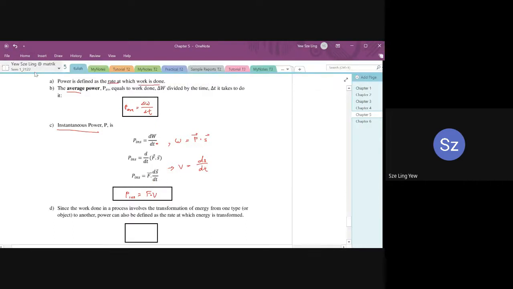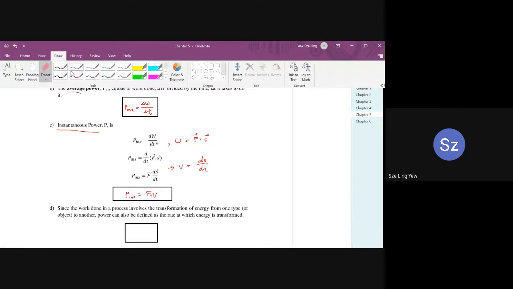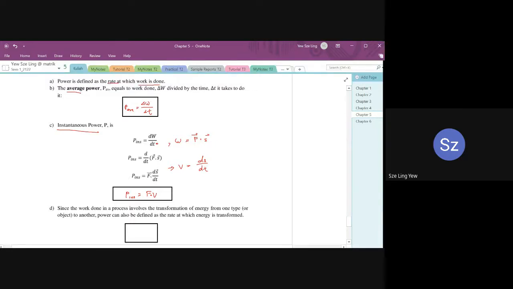So yes, this is a dot. The dot is a bit small, but the dot is still here.